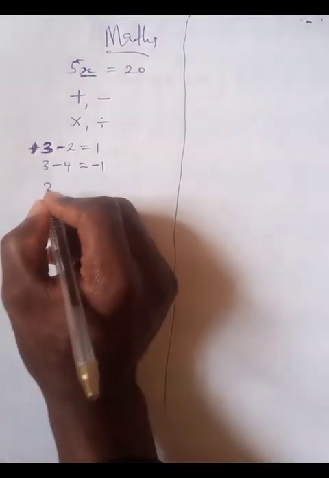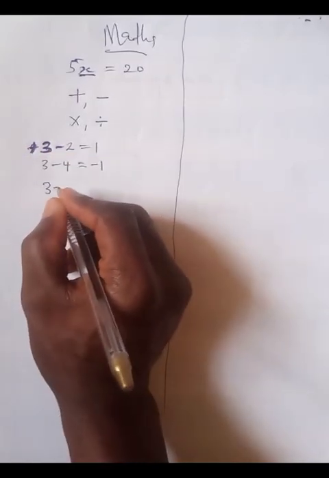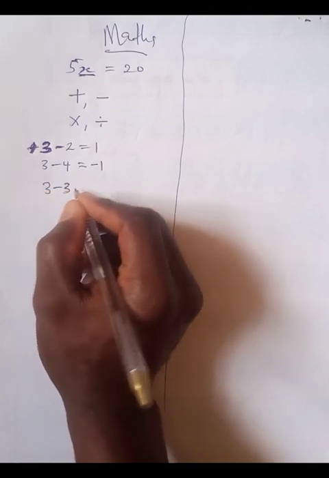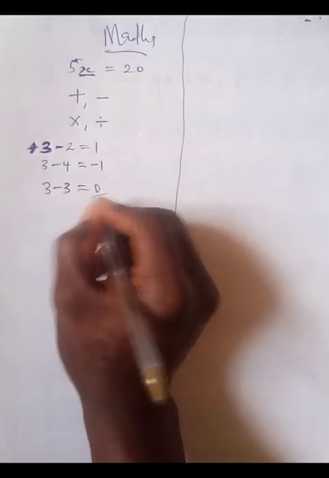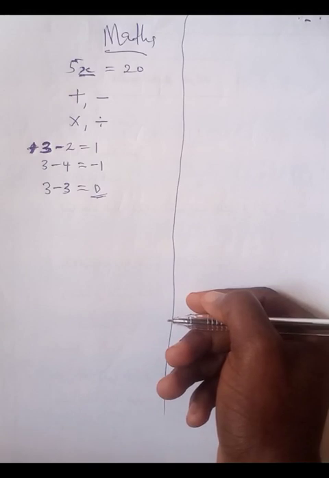But 3, we're having plus 3. So to undo this action, we need minus. The inverse of this is minus 3. So you're going to have 0. Are you getting it?